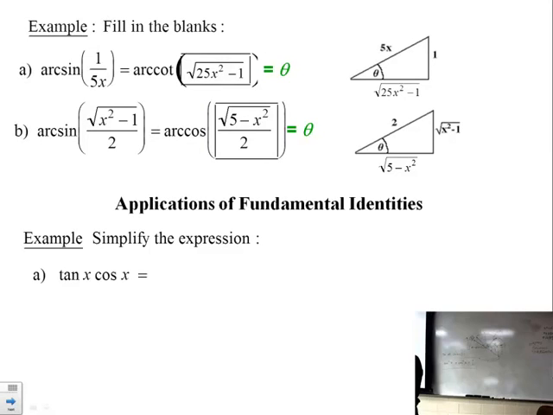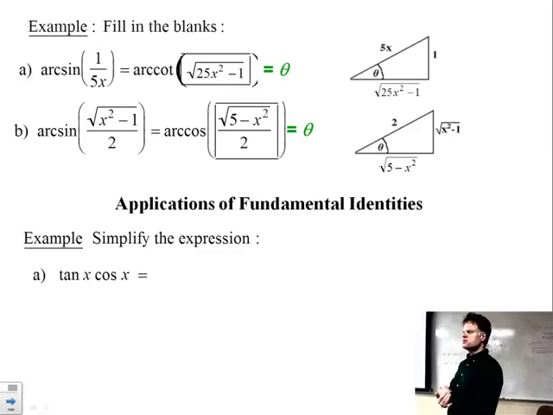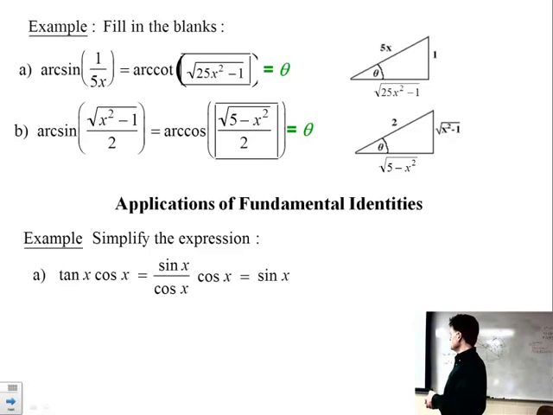So start off easy. Tan x cosine x, but now I'm not giving you the angle. I'm just saying it's going to be some angle x. So tan x cosine x, how can you simplify that? Sine x. Yeah, so it's just sine x because the cosine x's cancel out. And don't worry about the denominators being zero or anything like that.